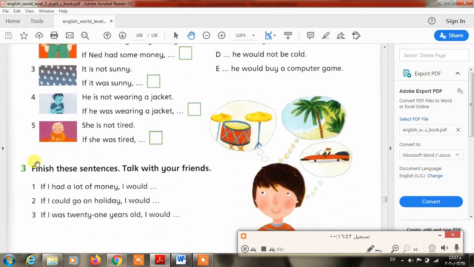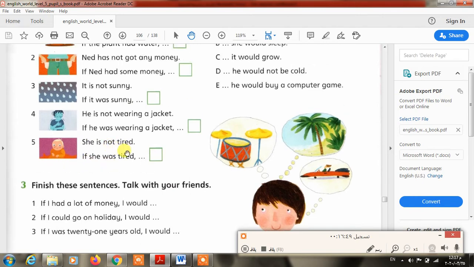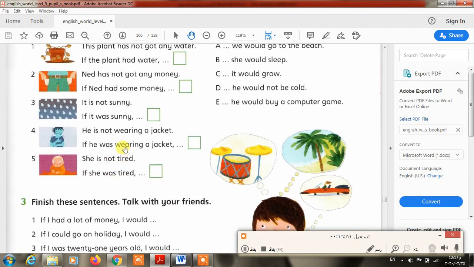Number 5, she is not tired. If she was tired, excellent, letter B, she would sleep. If she was tired, she would sleep.